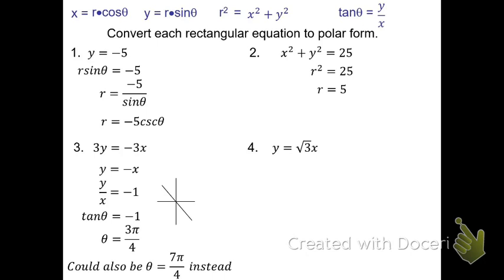Now, 3 pi over 4 is up and to the left when you graph, but if r is negative, it means you go the other direction, which will catch the 7 pi over 4 piece. So really, it could be either one of these.